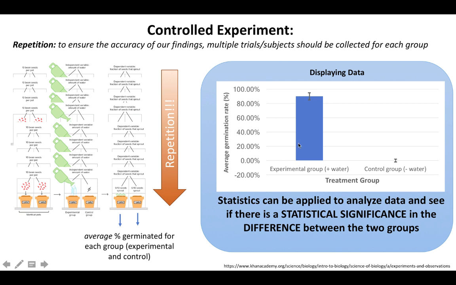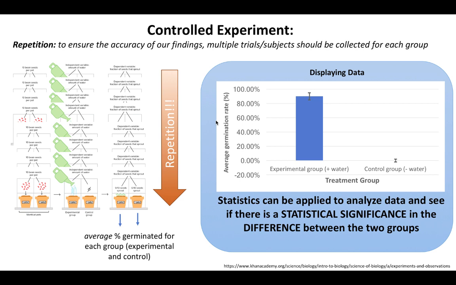Okay, so in addition to the standard deviation and things like that that I had just mentioned, the other really important point about repetition is that once we have multiple subjects within a group, we can actually use those data points to find statistical significance between the two different groups. So if you do see a difference between the two different groups, you can apply statistical analysis in order to determine if there is a statistical significance in that difference between the two different groups.